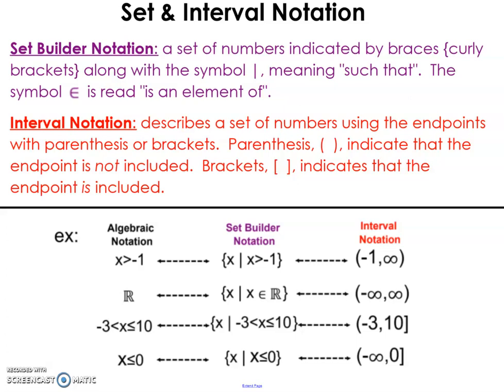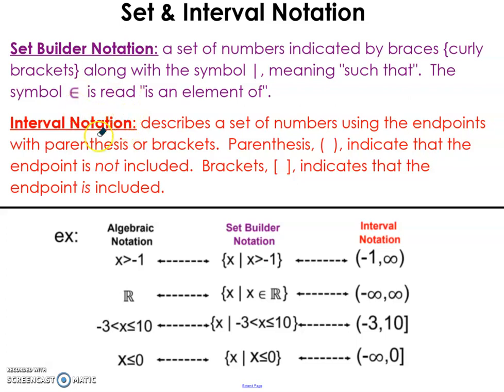Now we're going to look at two different ways to write domain and range. The first way is set builder notation, and that is a set of numbers indicated by braces, so you use little curly brackets, along with the symbol | (a straight line), meaning "such that," and then the symbol that kind of looks like an E, which is read "is an element of."